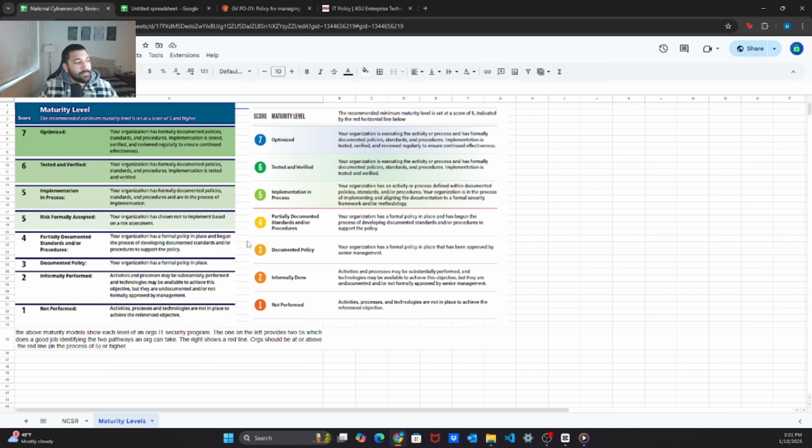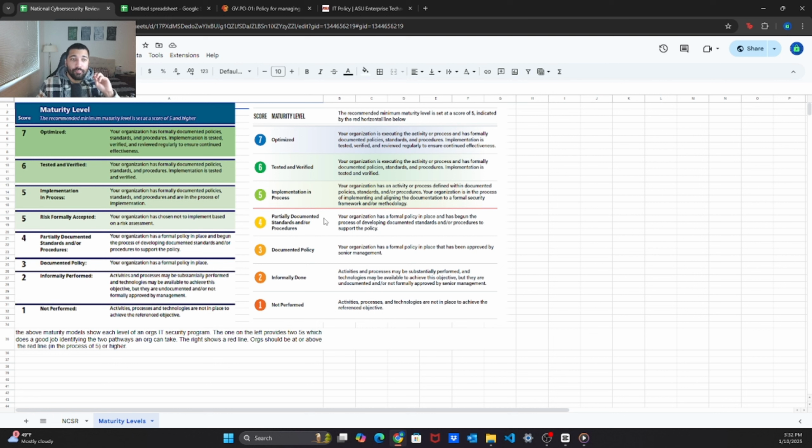And then moving up to 4, which is partially documented standards and or procedures. Your organization has a formal policy in place and has begun the process of developing documented standards and or procedures to support the policy. That's what 4 is. And moving up to the good meat and potatoes of it all, the really important stuff, is that you have 5 here, okay? And if you look to each one, you see this one here on the left, there are 2 5s, and one here on the right, which is implementation, just 1 5, which is implementation in process, okay?